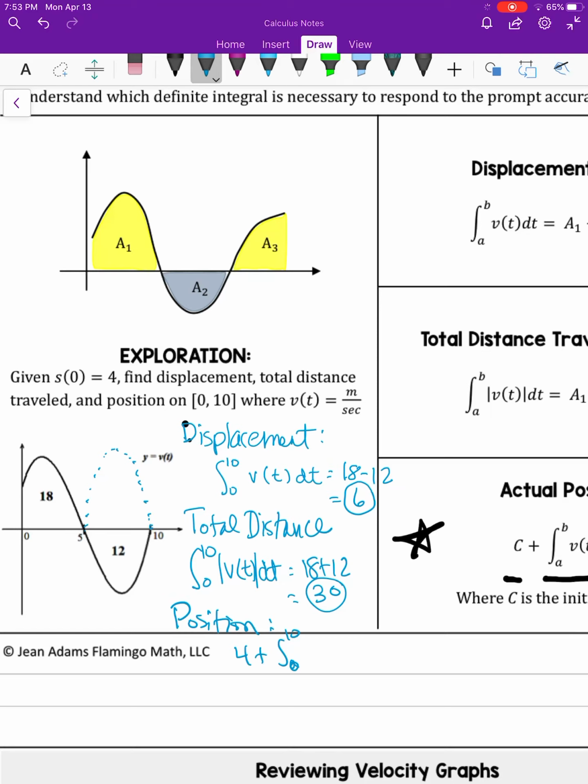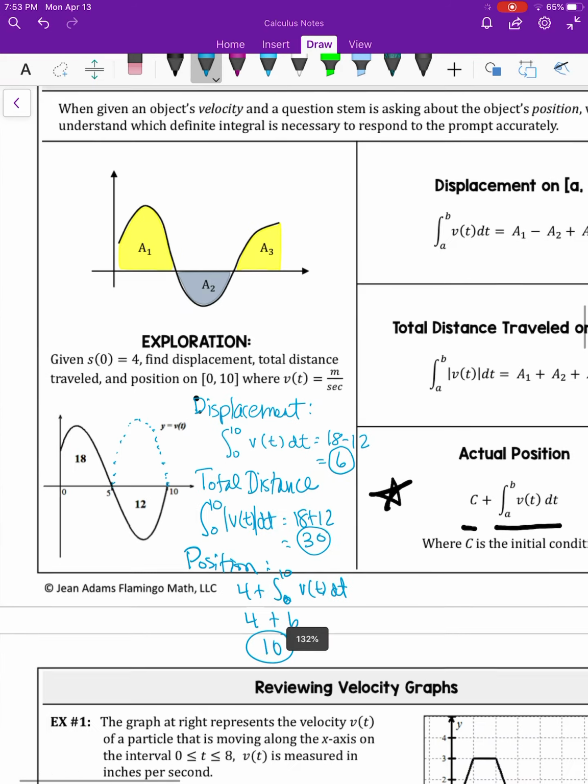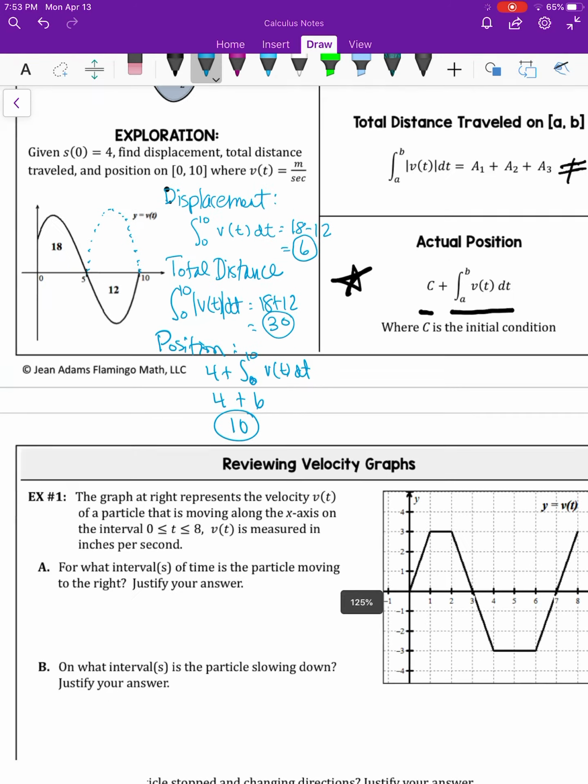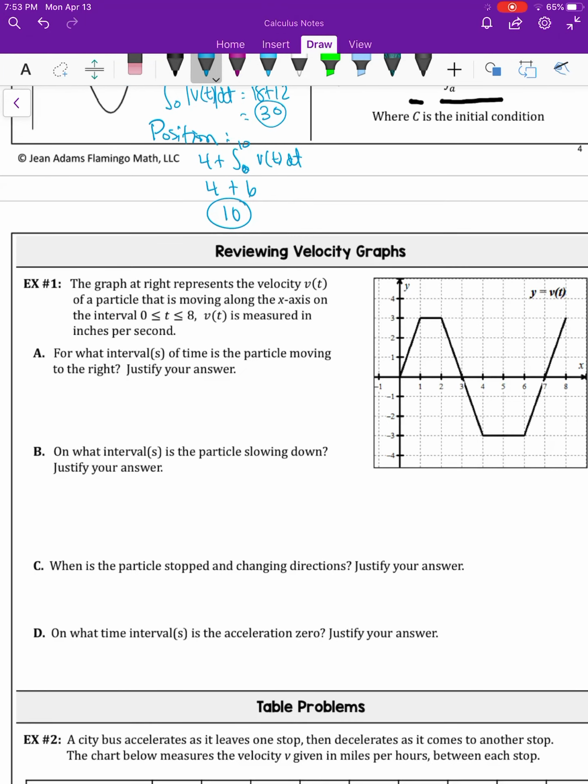And position. So if it started at 4, S of 0 is 4. It's going to be 4 plus the integral from 0 to 10, V of t dt. So that's 4 plus 6. So position is 10. Okay?